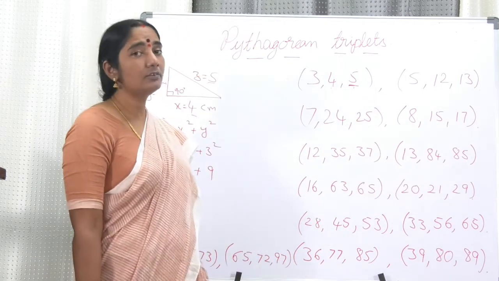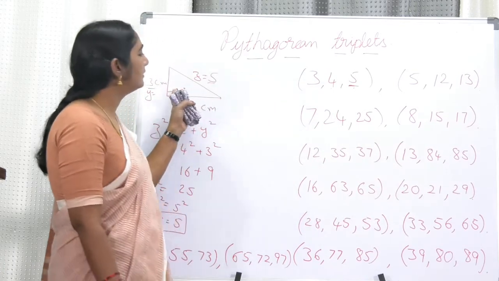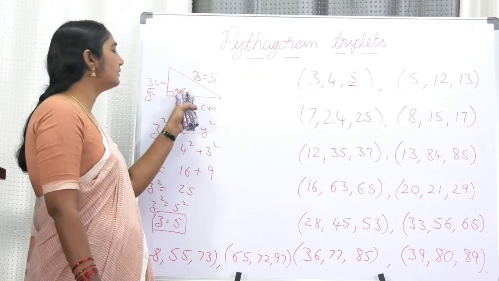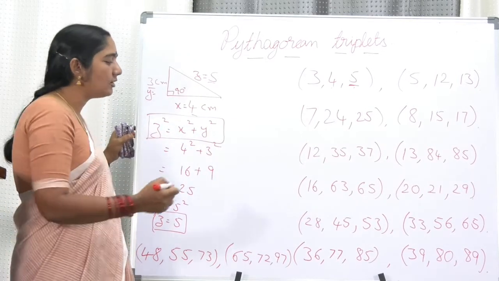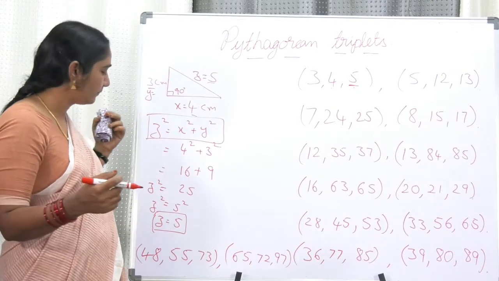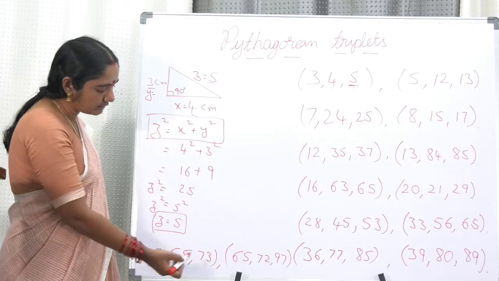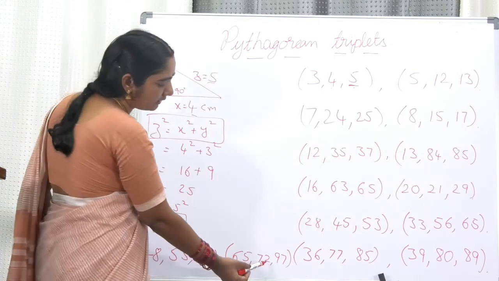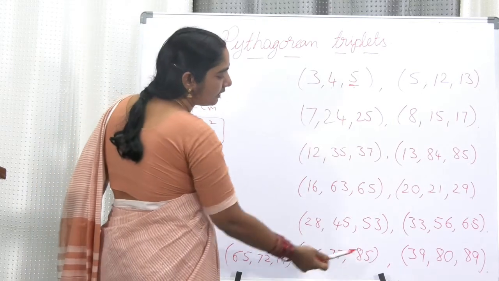I request all of you, check it. Just don't simply memorize. Apply every triplet into this formula. Apply it and verify and check yourself, whether it is right or wrong. Multiply it and you check it. So I think here 48, 55, 73 is a triplet. 65, 72, 97 is a triplet. 36, 77, 85 is a triplet.